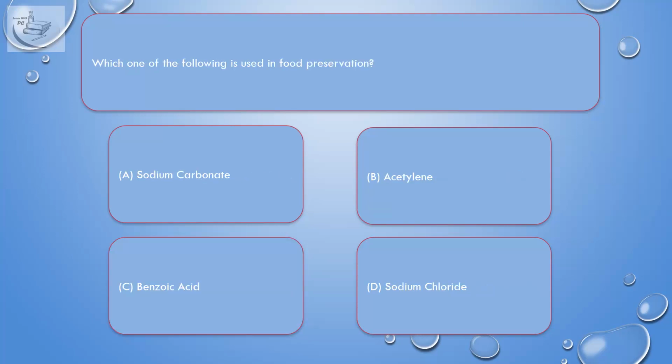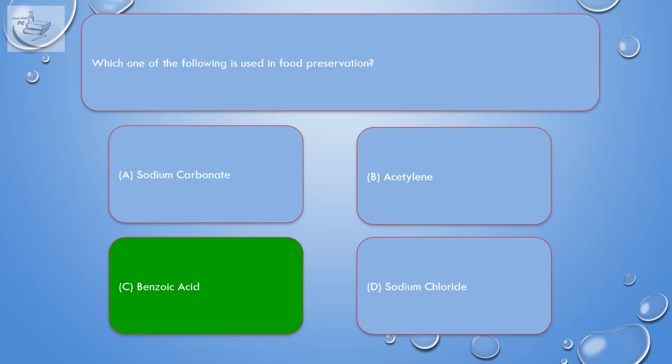Question: Which one of the following is used in food preservation? A. Sodium carbonate, B. Acetylene, C. Benzoic acid, D. Sodium chloride. Correct answer is C. Benzoic acid.